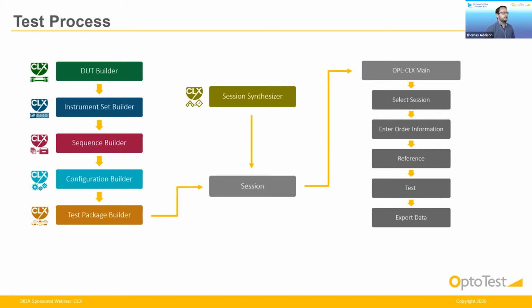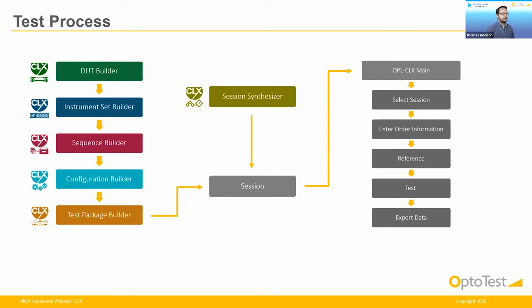The more complex route, for more complex assemblies, is the builders. Here on the left is the DUT builder. Of course, you build the device that you'd like to test in this application. The instrument set builder: what instruments do you want to use to test this? The sequence builder: which order, which steps would you like to take? Would you like to measure insertion loss, return loss, just insertion loss, etc.? The configuration builder: these are more personal settings, like how many significant figures would you like to show, or how many times would you like to retest, company to company.